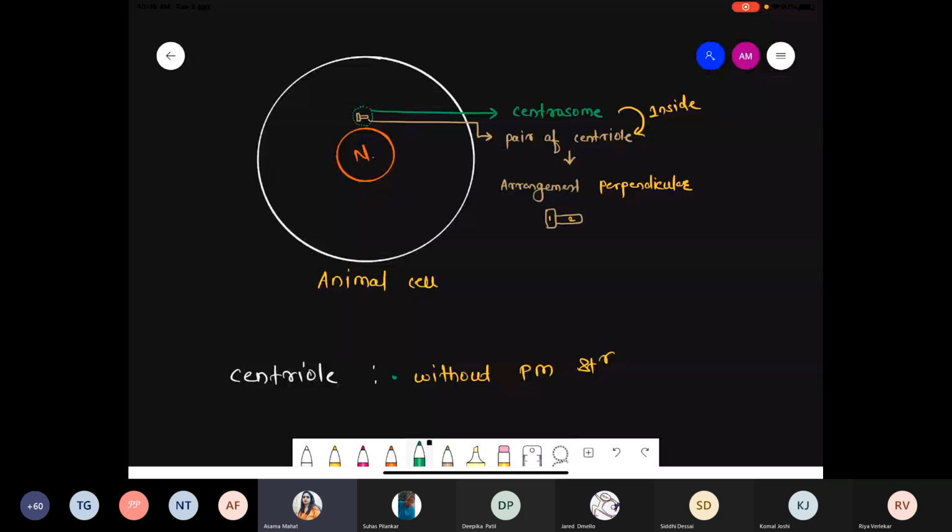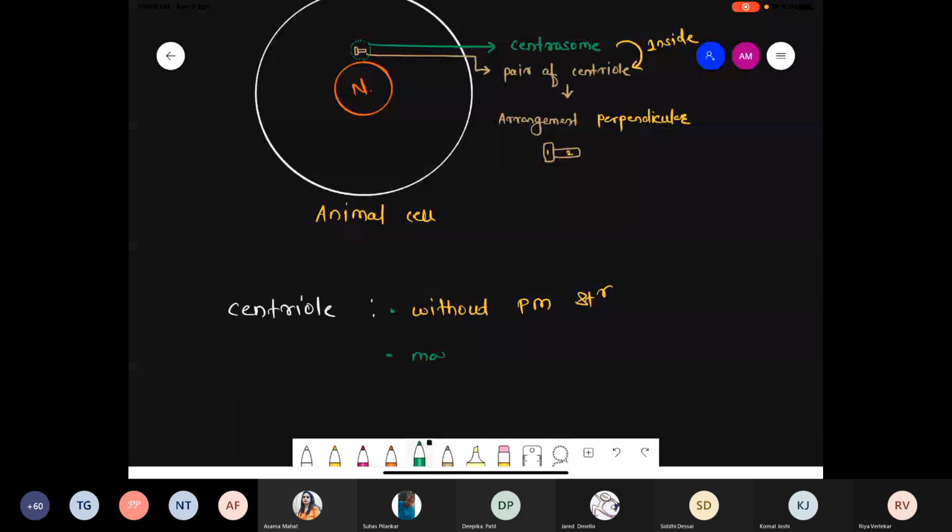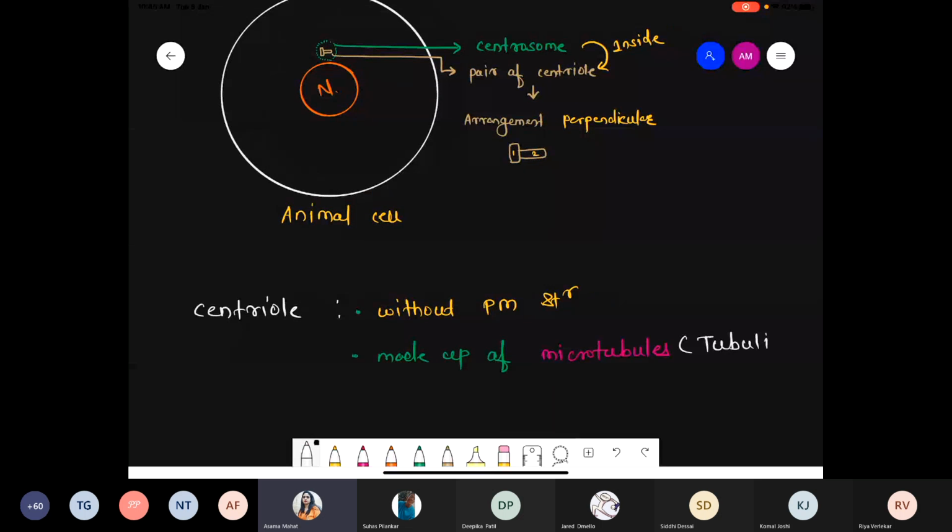Write down in your notebook margin. Another one: microtubules are totally made up of protein. And you know very well, whenever we are talking about microtubules, we are talking about them being made up of protein. The name of that protein is tubulin protein.